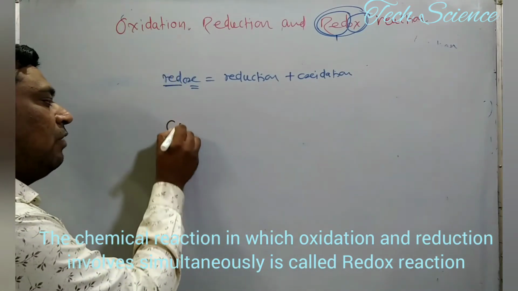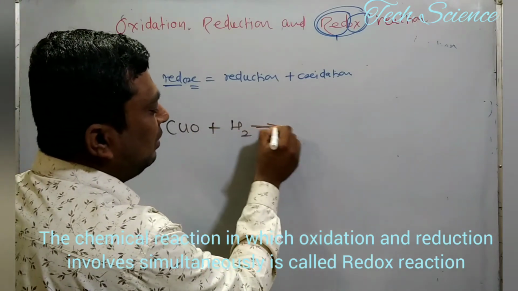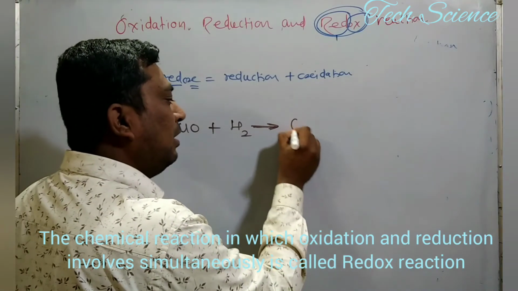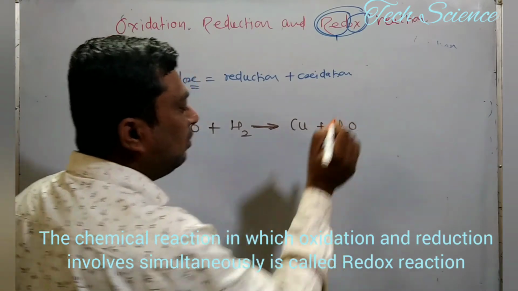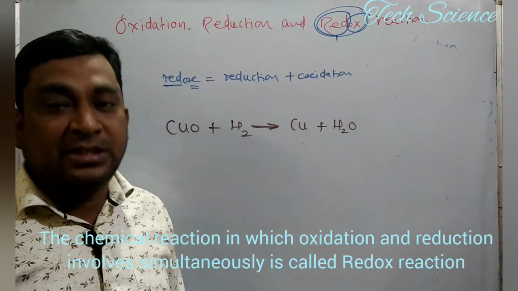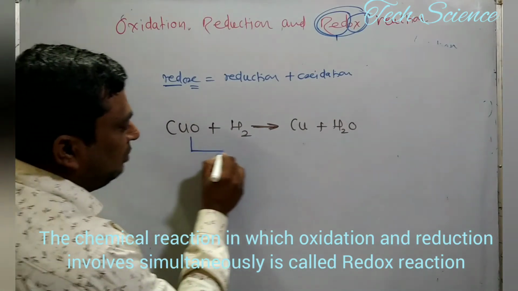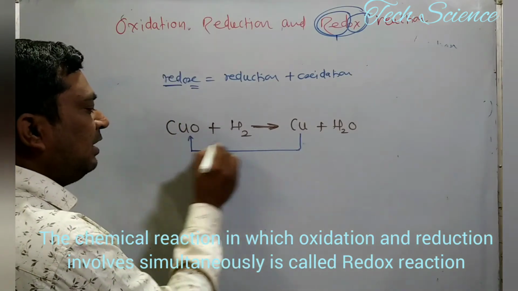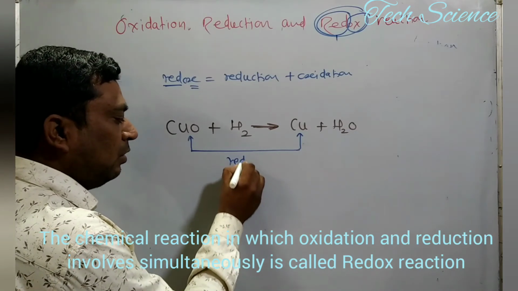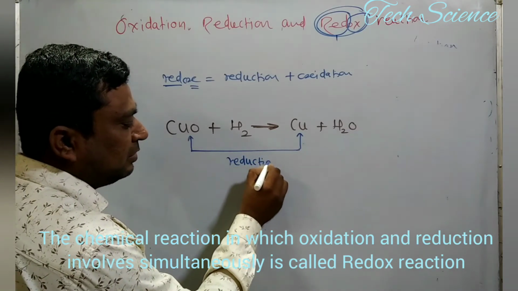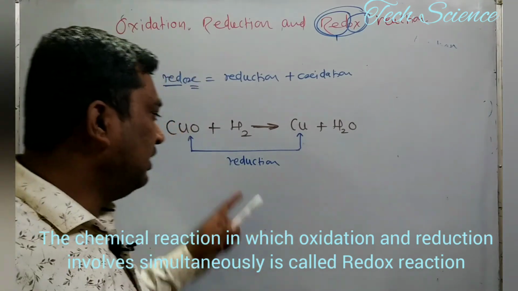For example, we have copper oxide, which is blackish in color. When you pass hydrogen gas over it, what happens? A pinkish brown colored copper is formed along with the formation of a water molecule. Now the question is, what kind of reaction is this? Of course, this is a redox reaction. How? Observe: CuO turns into Cu. It means there is a loss of oxygen, and loss of oxygen is nothing but reduction. The definition of reduction is loss of oxygen or gain of hydrogen.